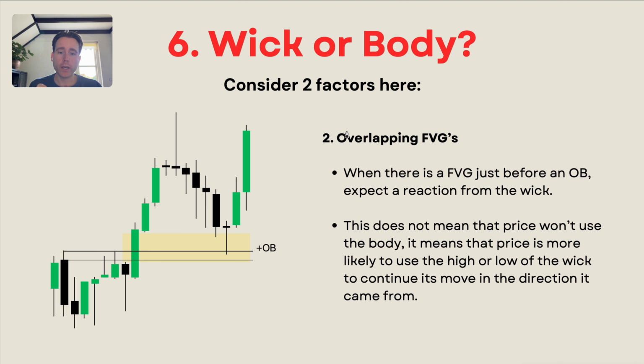And not only the size of the wick, I'm also looking for overlapping fair value gaps. And there is where your high probability fair value gaps come in. When there's a fair value gap just before an order block, expect a reaction from the wick. So in this example, we have this order block that trades into an old low. We take liquidity, then we start moving higher, and then we have the body, the wick, and where do we expect the reaction from? Because we have an overlapping fair value gap here, that is where I'm expecting price to go to the wick and not all the way down, for example, towards the mean threshold or the body, because we don't need to. We already have an overlapping fair value gap and order block, so price can just tap into it and continue higher, as you can see in this example.